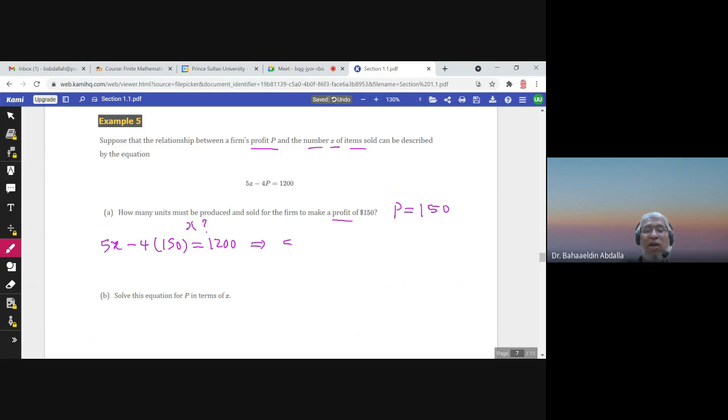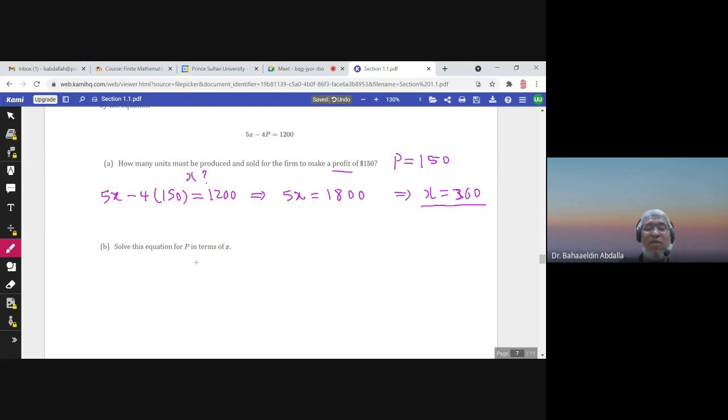So 5x would be, I will add 4 times 150. 4 times 150 is just 600. So I will add 600 to both sides. So 600 plus 1200 is 1800. And then I will divide by 5. And when you divide 1800 by 5, you get 360. So that's the answer. The number of units that must be produced and sold is 360 units.